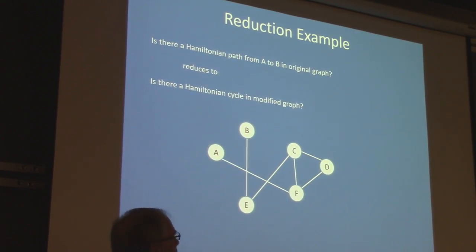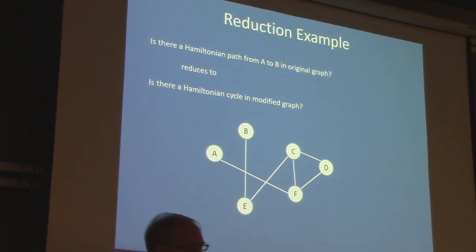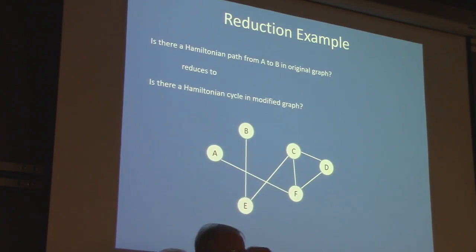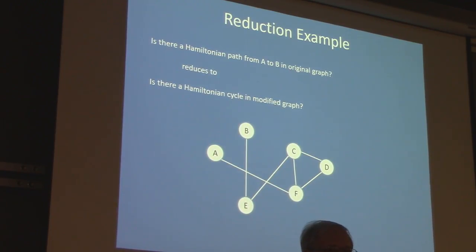If instead we put the edge directly here and found a cycle, that cycle might not go directly from A to B. It might go from B to somewhere, and then to A, and then somewhere. And then we can't take that solution and turn it into a path from A to B. It may not go directly from A to B. Would that work if we were trying to find Euler paths? Yeah, well, I'd have to think about that.